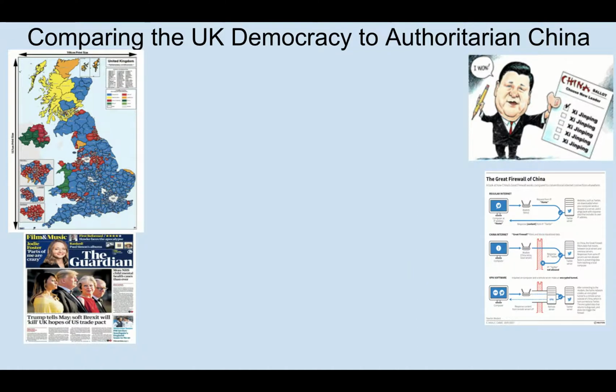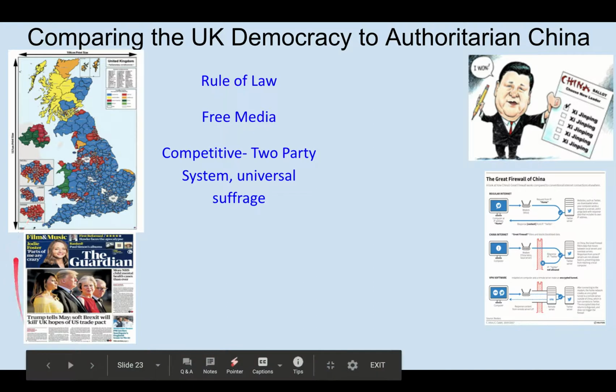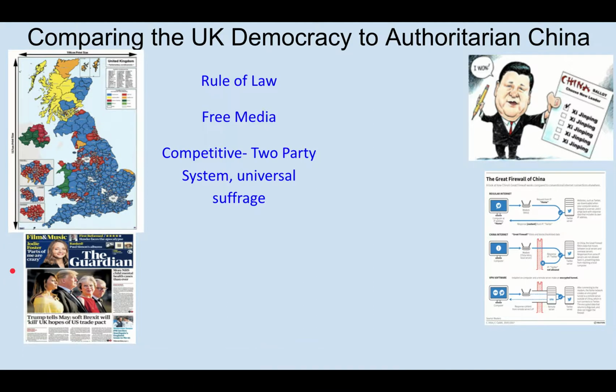All right, so we're going to compare the UK to authoritarian China. So the UK is going to have rule of law. They have free media, the Guardian, the BBC. Those are two sources of media. We'll get into media more when we get to that part of the curriculum.